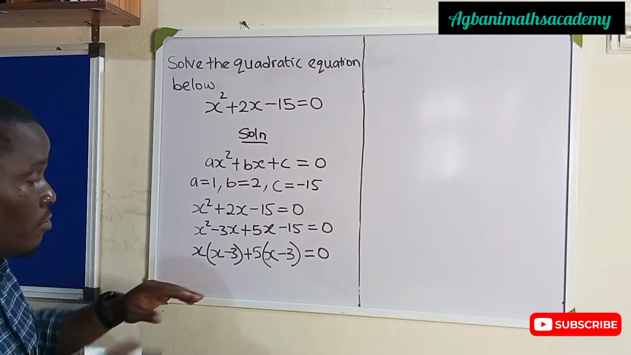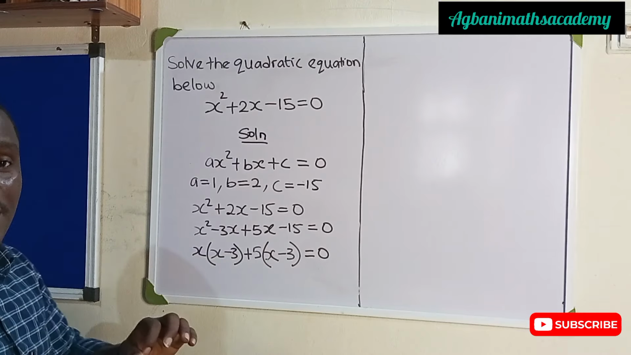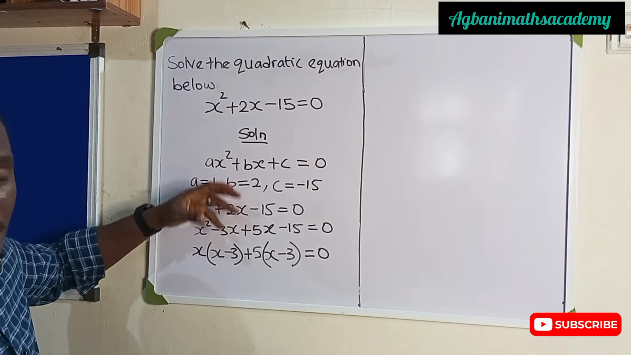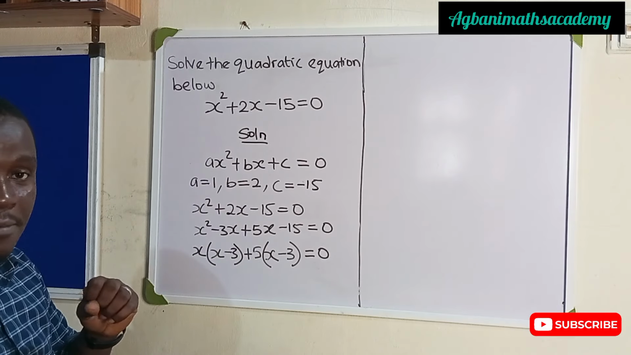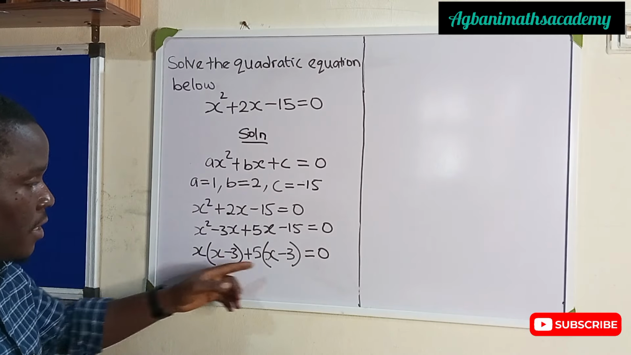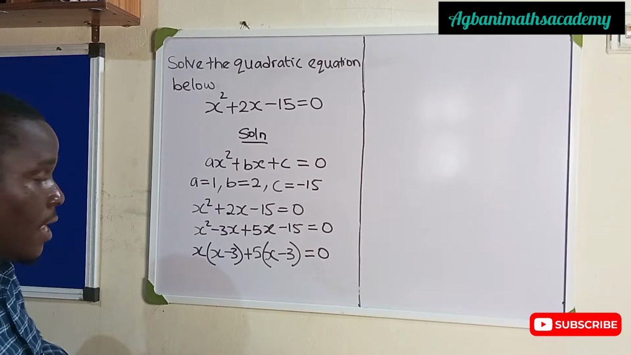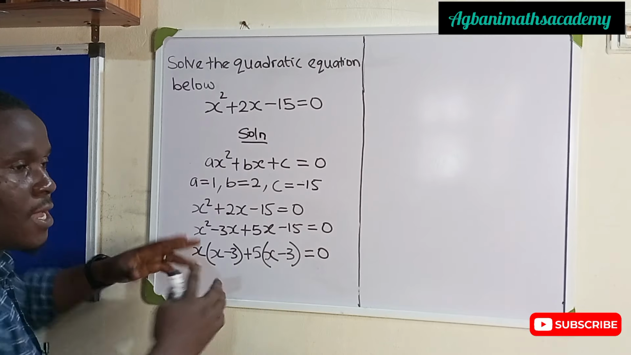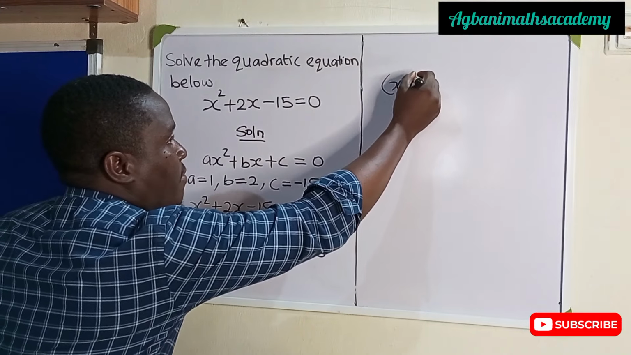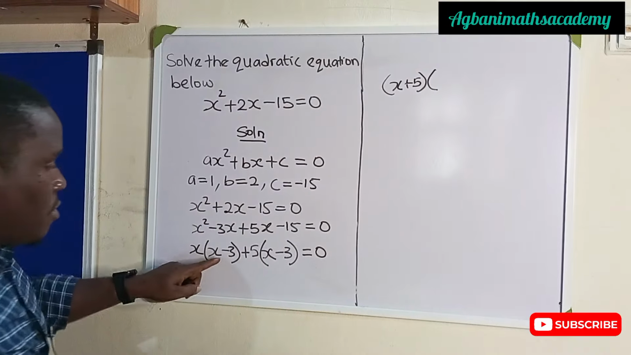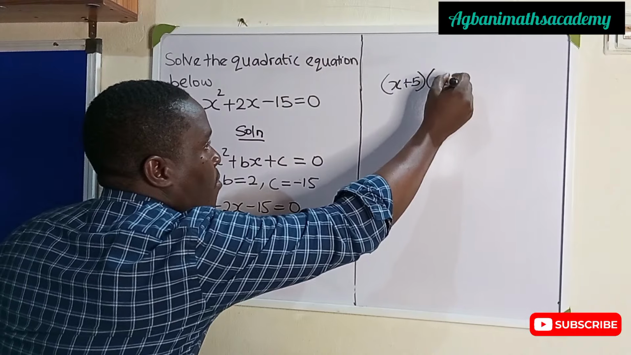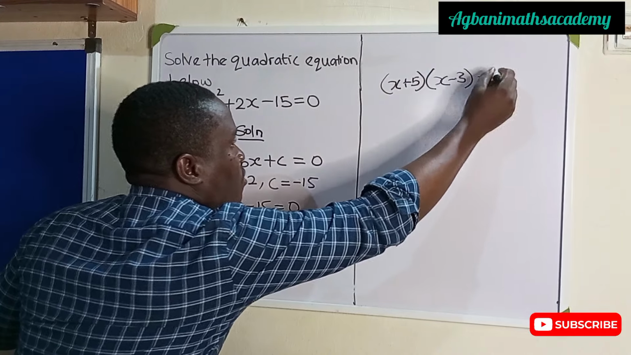The next thing we're going to do is observe if these two brackets contain the same value. If the brackets do not contain the same value, that means we need to check our process because they are expected to be the same. If you look at this, you're going to see that what we have here is the same: x minus 3, x minus 3. So the next thing we're going to do is pick the values outside the bracket and put them in one bracket. So we're going to have x plus 5 in a bracket. Since these two brackets are the same, we pick one of them: x minus 3 is equal to 0.